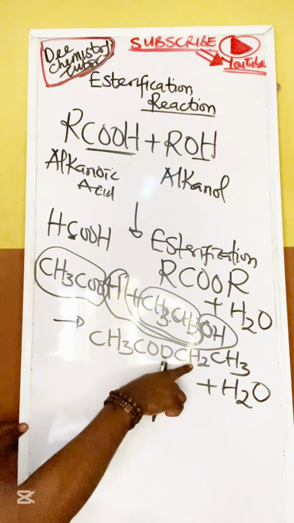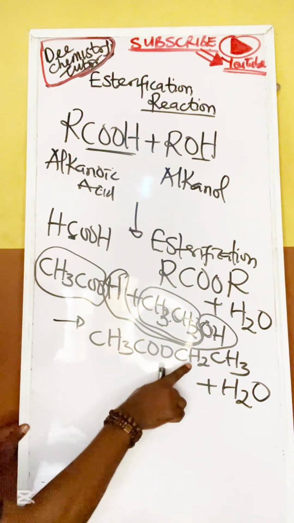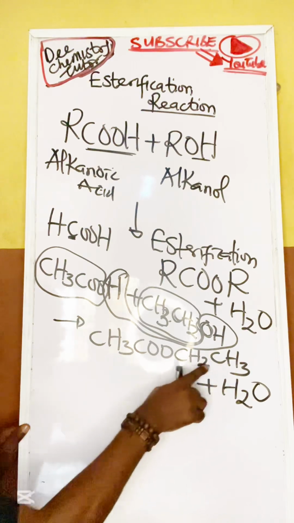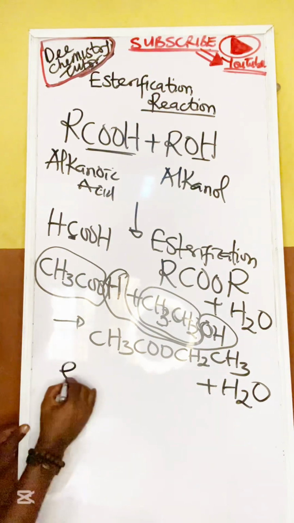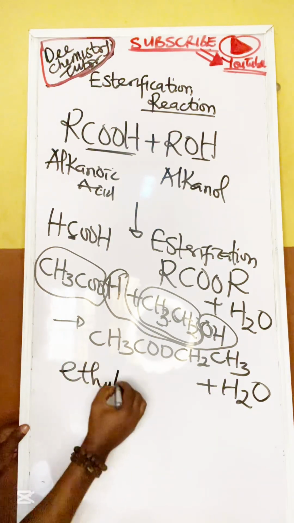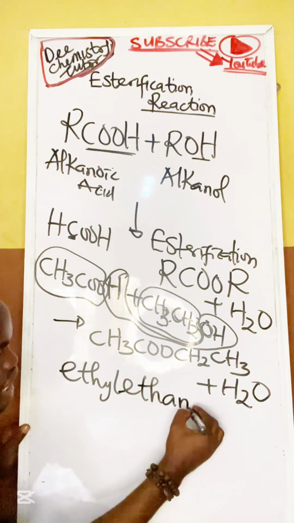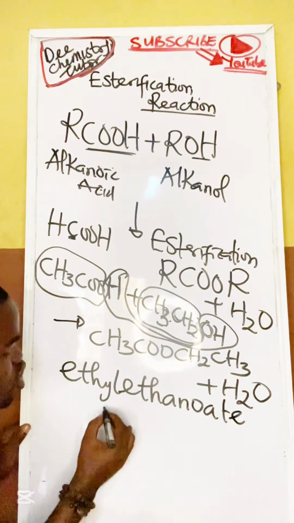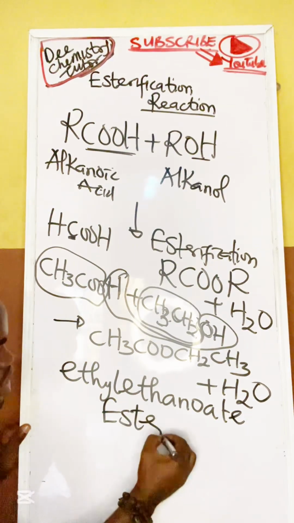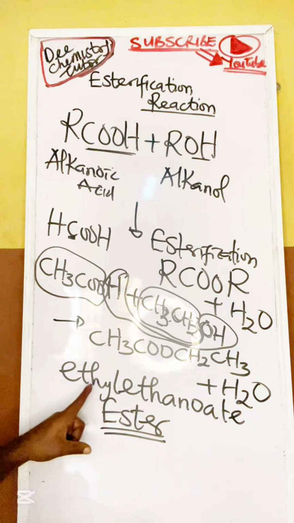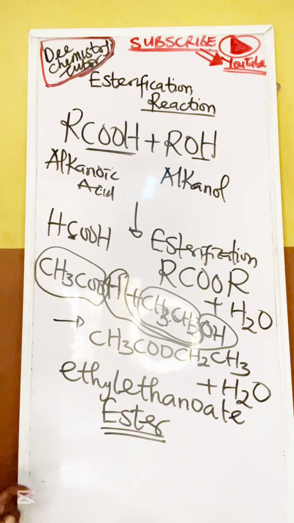But I'm going to call the alkanol part first. So what is this alkanol? This is CH2CH3, and this is 2. That's what? Ethyl, ethanoate. Ethyl ethanoate. Ethanoate is a very sweet ester. This is what is inside your oil. It has a very sweet smell. So this is how to write it. It's called what? Ethyl ethanoate.